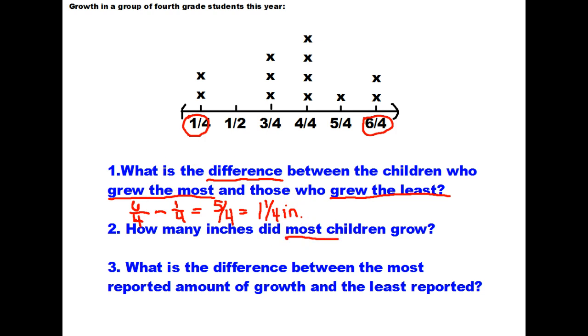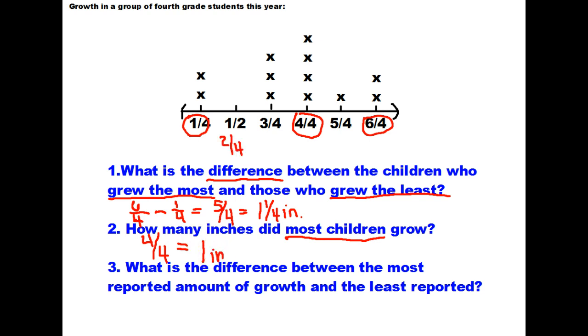So how many inches did most children grow? Most children. Okay, kind of a popularity question. So take a look, which one's tallest? This one's tallest. It's got more kids on it. 1, 2, 3, 4. 4 kids grew a whole inch. So you could list it as 4/4. But most answers, A, B, C, or D answers won't have 4/4 as a choice because you should know that 4/4 makes 1 whole.